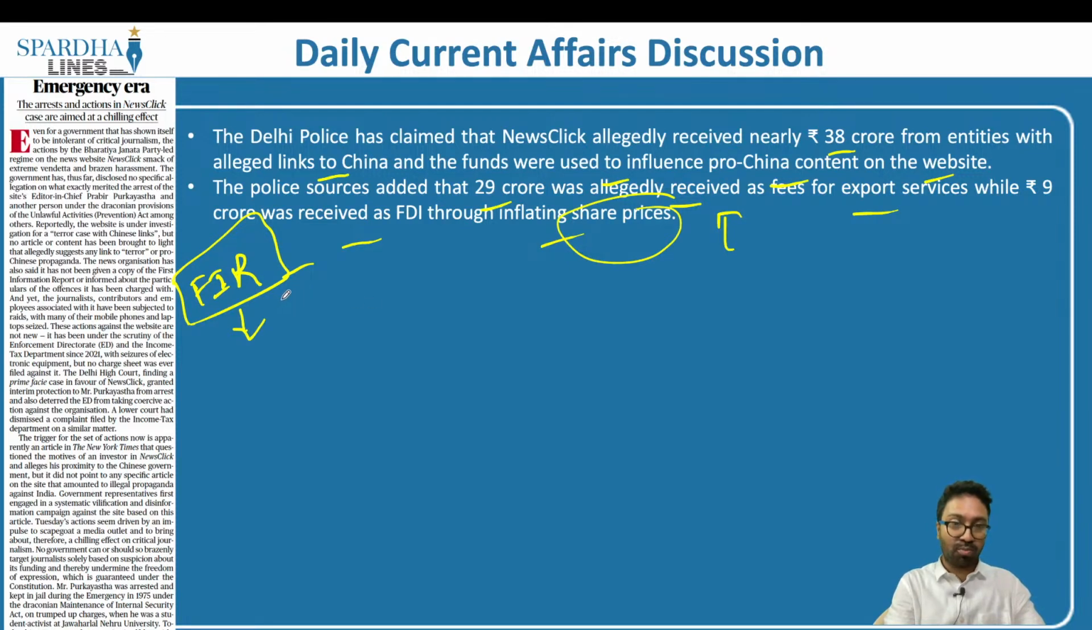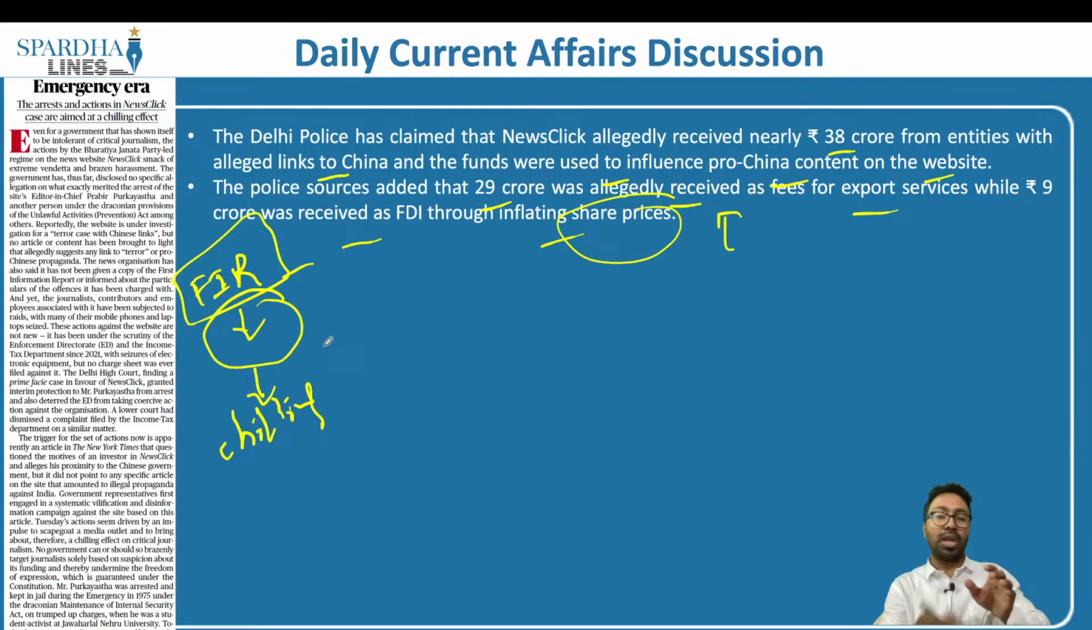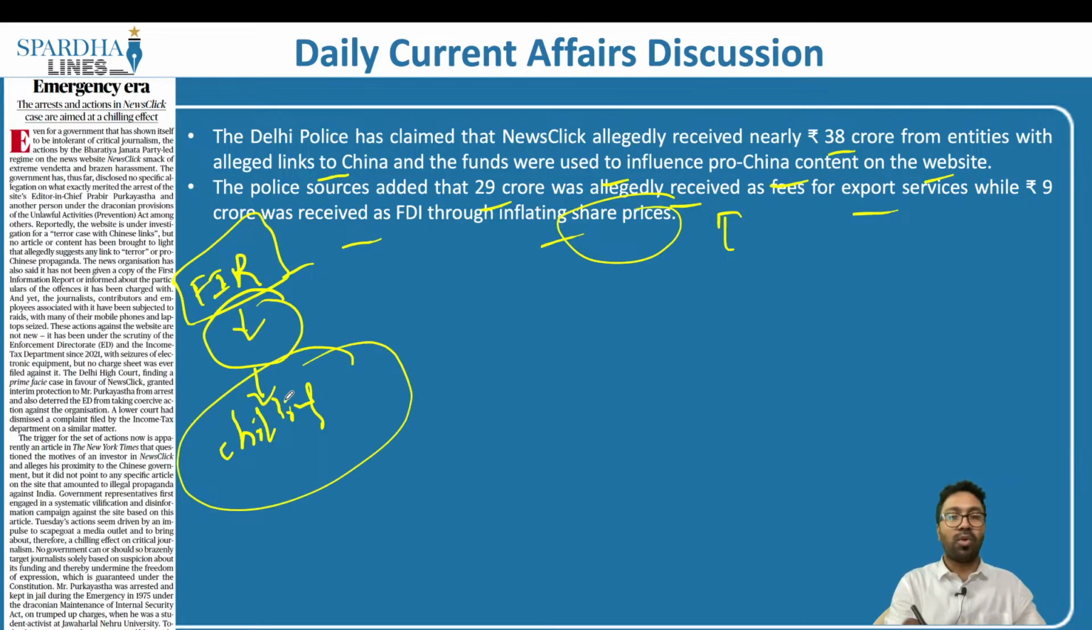Since he happens to be a journalist, he may have also written articles about the government in the past. So if he is arrested, similar incidents may happen in the near future. This could create more of a chilling effect, and ultimately people will stop speaking the truth. People will stop speaking about what is the reality, and ultimately the freedom of speech and expression will also come under the hammer.